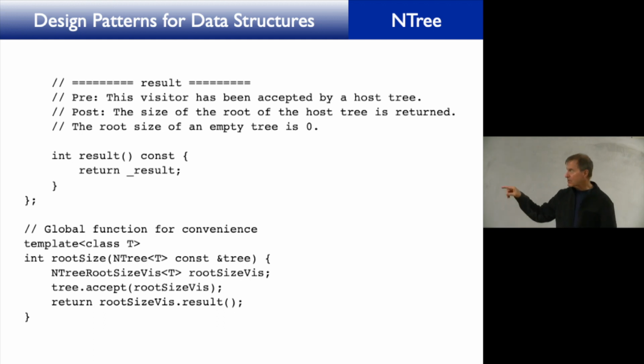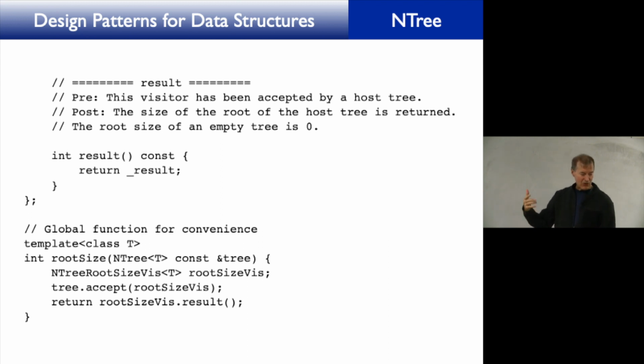So here's the result method, and that's the specification which we saw on the initial slide. And all we do is int result, return underscore result. And here is our global function for convenience. But now look, we've done this many times before. So how does this global function for convenience work?